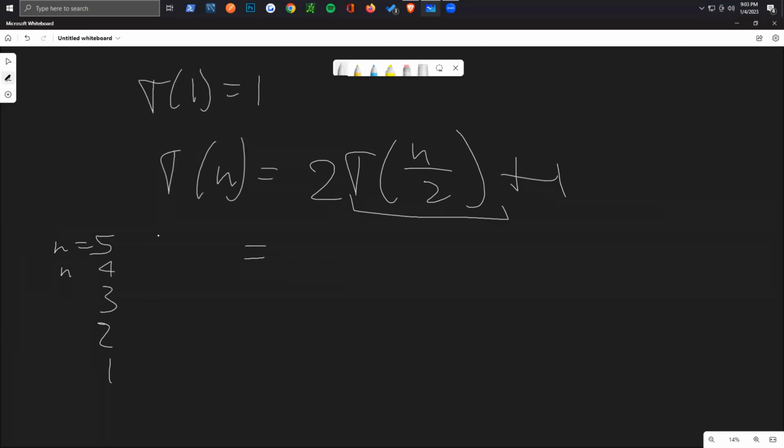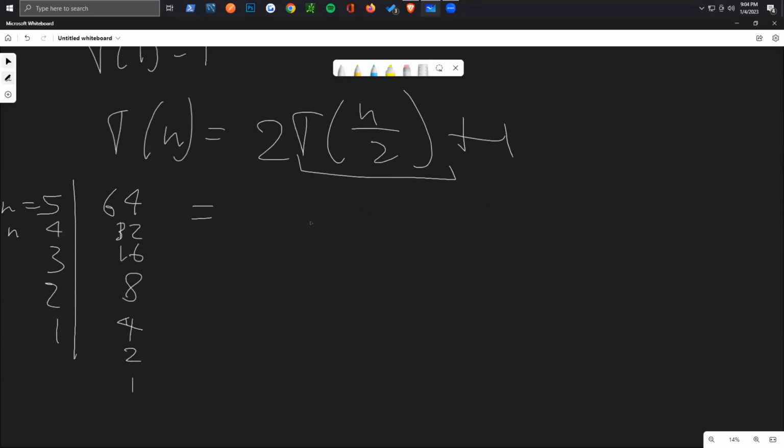So let's say our n in this problem is 64. In the next call, if we're dividing by 2, we're going to have, for example, 32, 16, 8, 4, then we're going to have 2, 1, and so on, right? That's about it.